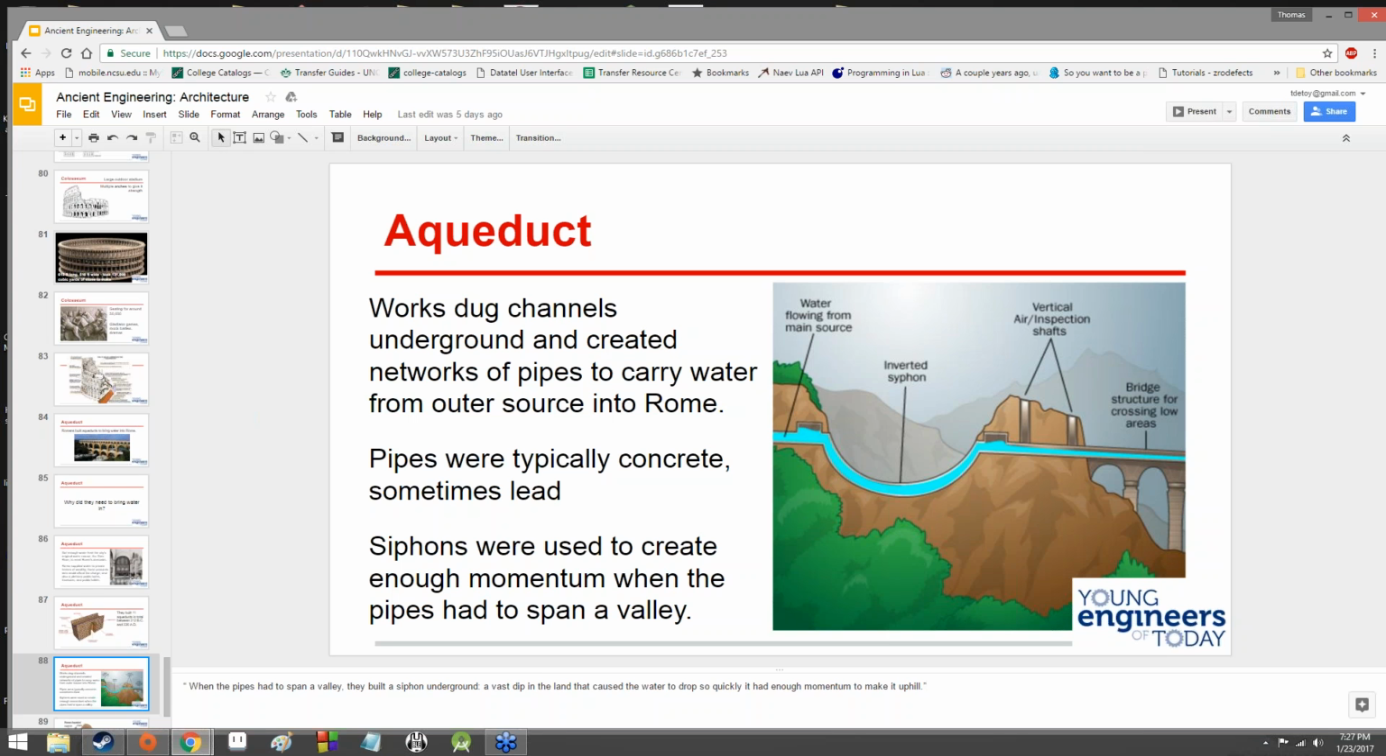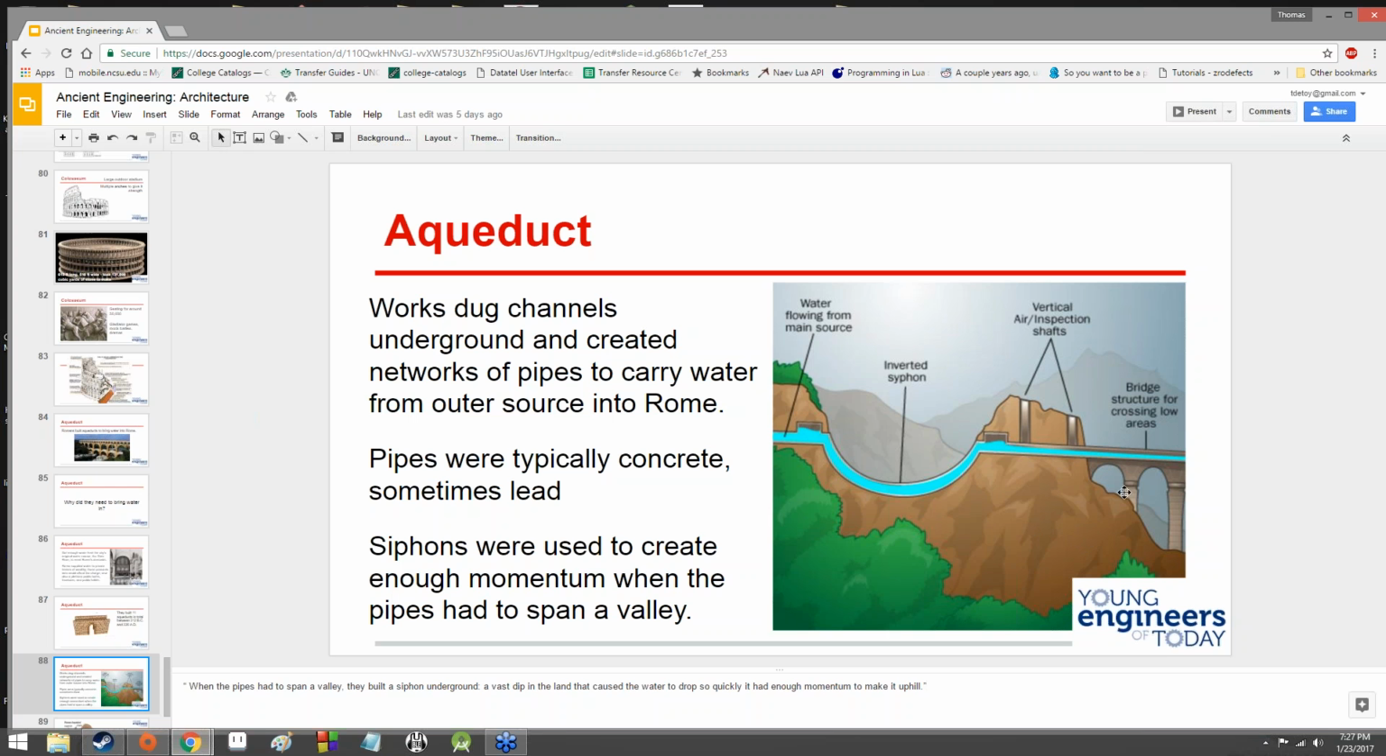So basically what that was, when it had to go through a valley, they stuck the pipes underground. So the water had to drop so far, so fast, that it had enough momentum to make it back up the hill. So it just goes really fast and then slows down again, but makes it to the top and then is able to continue along its merry way on the aqueducts. So yeah, that's just a bit of the structure of it.